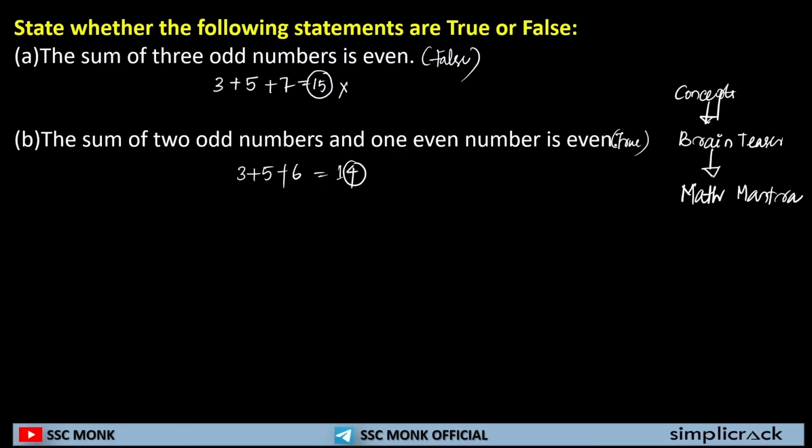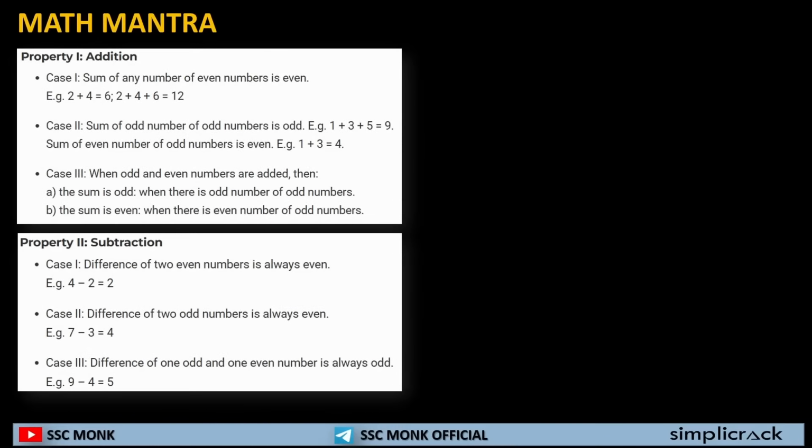Clear? So this is how you can verify it, or the math mantra says the sum of any number of even numbers is even. Let's say you are adding 3, 4, 5, n number of even numbers. As many even numbers as you add, you will always get the sum as an even number. That is the first principle.